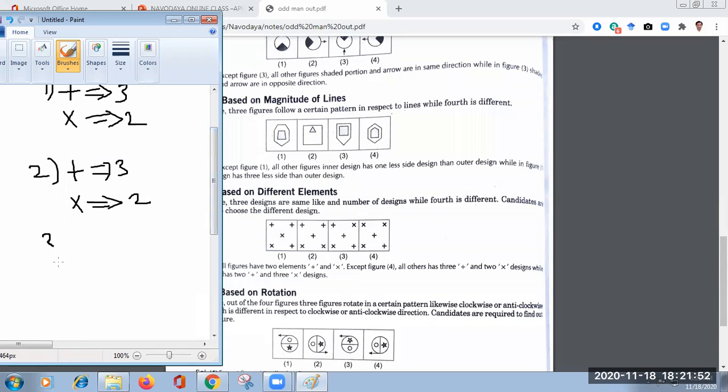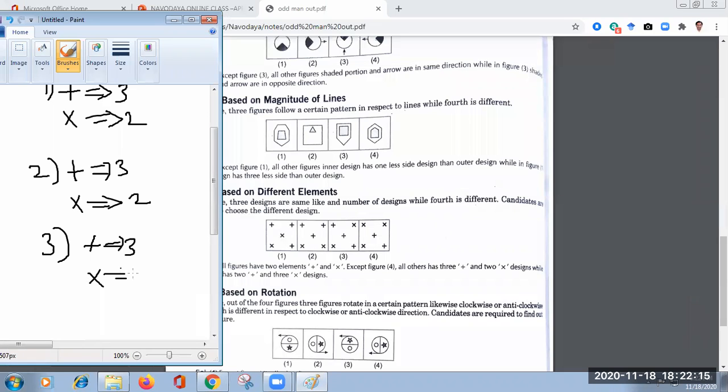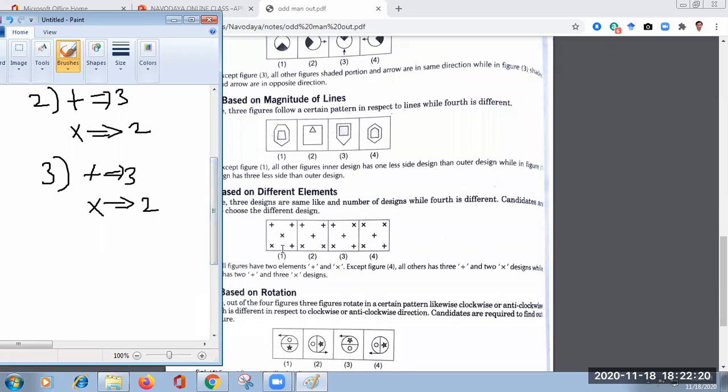Now in the third option we are going to the third figure. In the third figure how many plus symbols are we having? 1, 2, 3. Of course, here also we are having the plus symbols 3 times. Okay, now come to the into symbols. How many into symbols are we having? 1, 2. So of course here also we are having into symbols as 2. Okay, right. In 1, 2, 3, plus symbols are 3 and into symbols are 2.